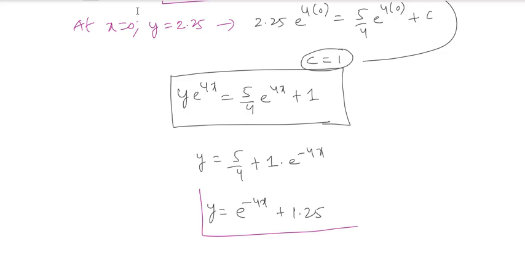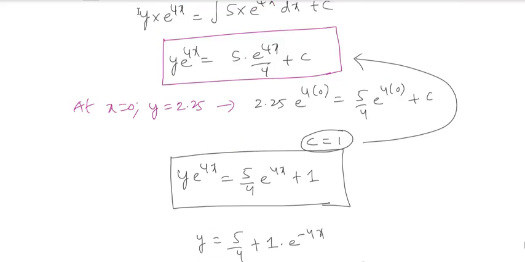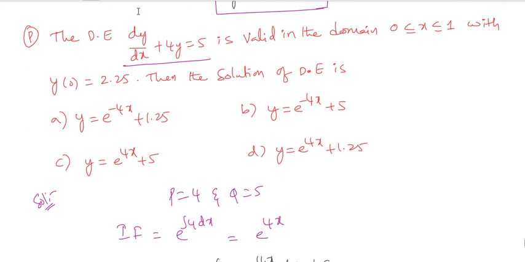So that is e to the power of minus 4x plus 5 by 4, which is nothing but 1.25. So which option? Option A is the right answer. Clear with my point? Yeah, that is how you have to solve the questions based upon the first order linear differential equations. Clear with my point? Yes?